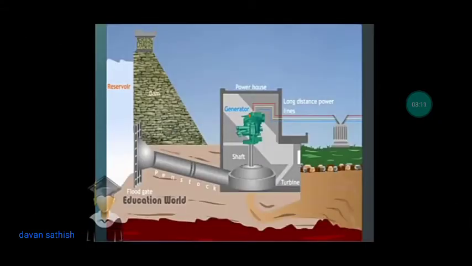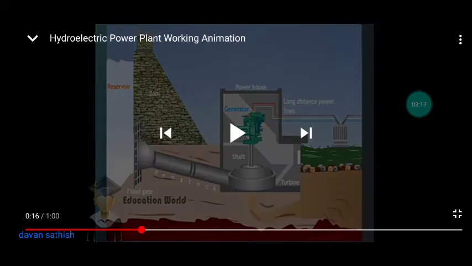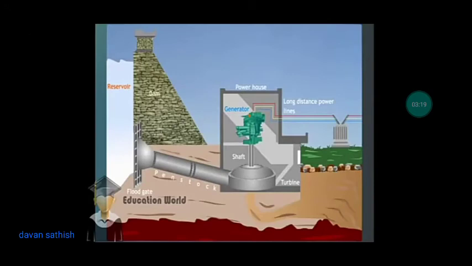So what happens in this hydro power plant is the water is stored in this reservoir. After that, the floodgate is here. If I open the gate, what happens? The high pressure water enters the penstock and hits the turbine. So when hit, the turbine starts to rotate.